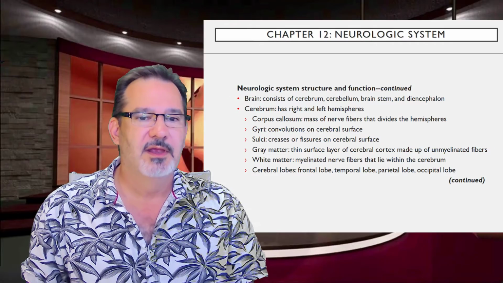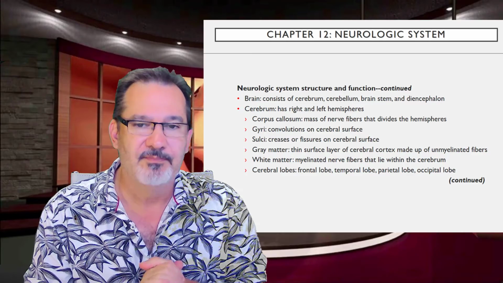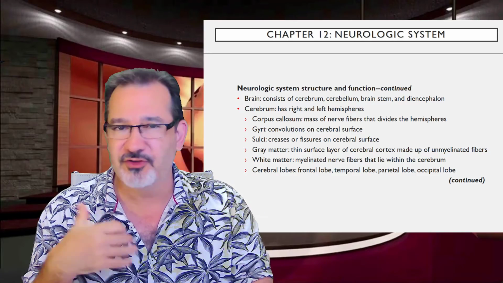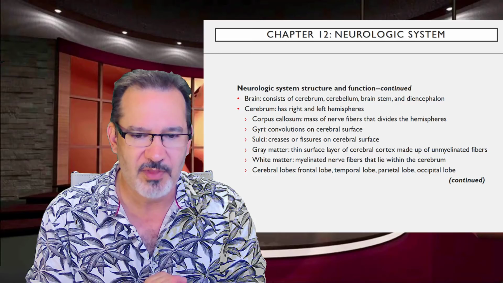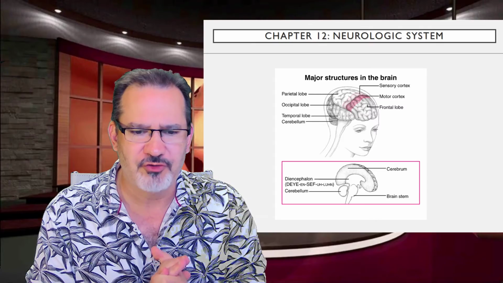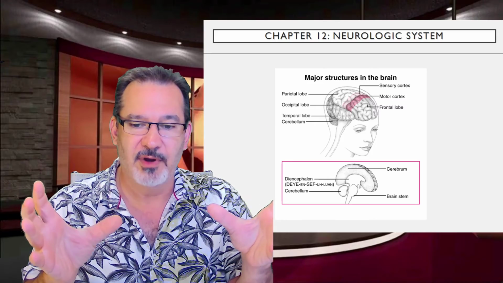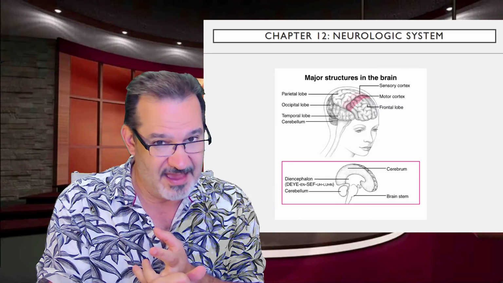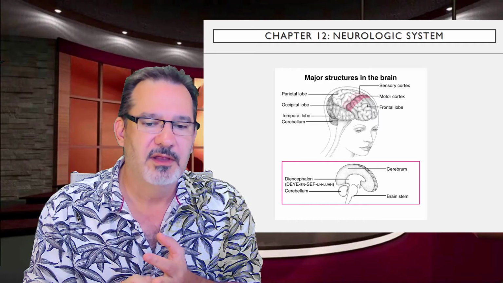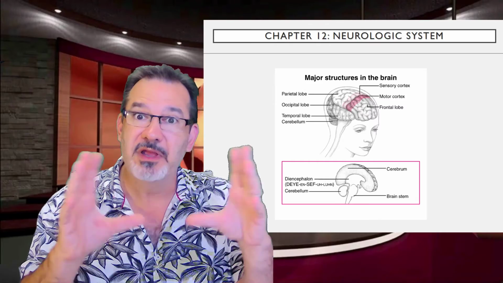Microglia. All right, the brain consists of the cerebrum, the cerebellum, the brainstem, and the diencephalon. The cerebrum has two hemispheres, the left and right hemisphere, which I'm sure you probably know. These are the major structures in the brain. You can see the four main components there: the cerebrum, the brain stem, which leads into the spinal column, the cerebellum, and the diencephalon, which is kind of in the middle of everything.